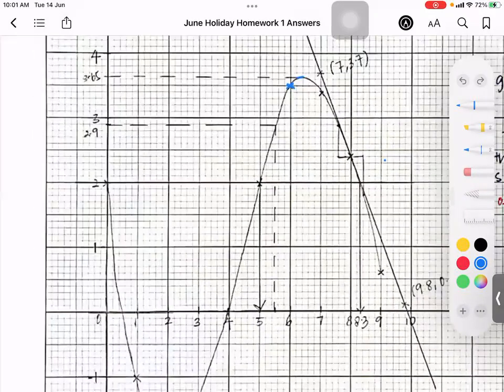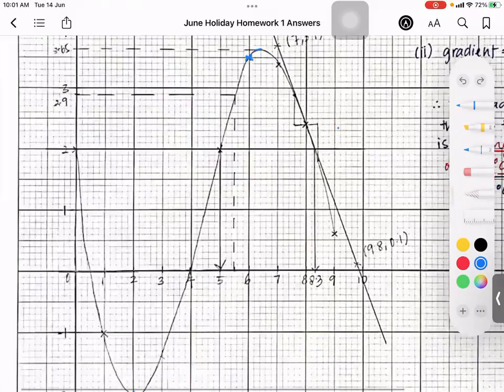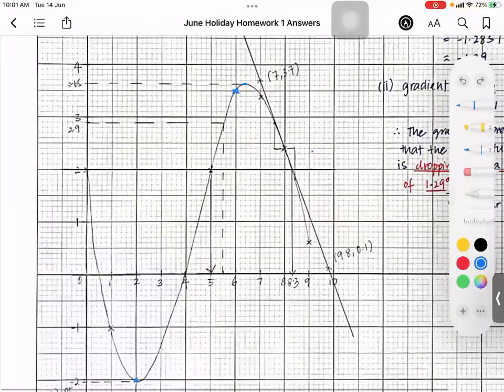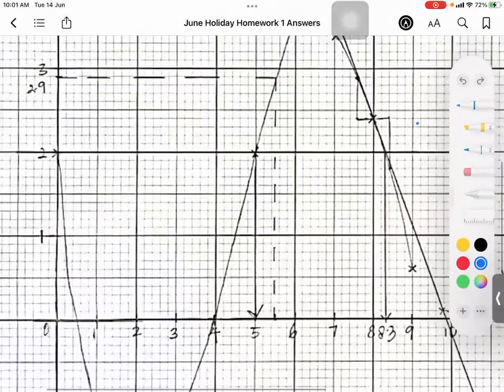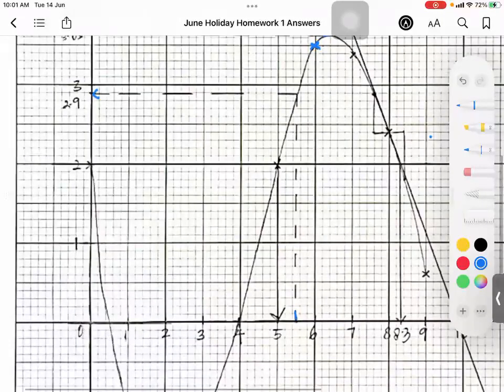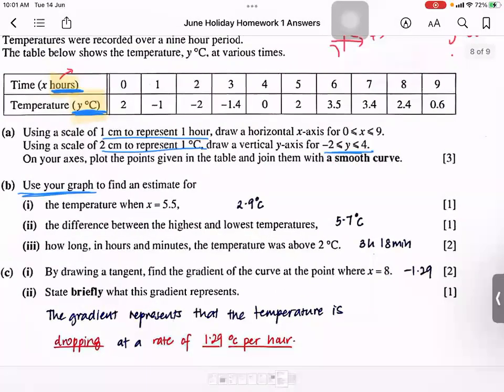So we have our axis and our graph. This is the smooth graph being drawn. Try not to draw a straight line over here. It's supposed to be a curve. If you draw a straight line, later you have a hard time finding the gradient. Then when x equals 5.5, I read my value. Count the number of squares. You have 10 squares to represent 1 unit, so 1 square is 0.1. So this number here will be 2.9 degrees Celsius. So I'll go back to my answer: 2.9 degrees Celsius.